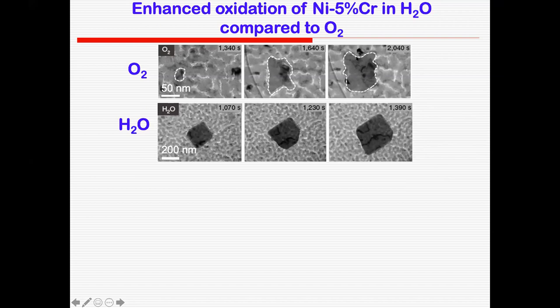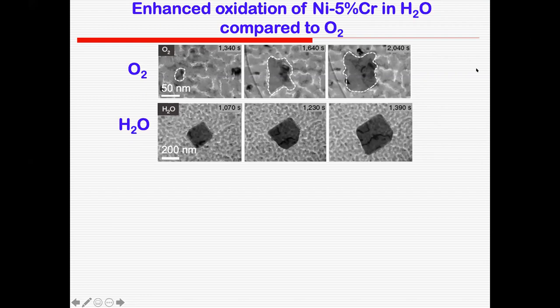You also notice that we have some native oxide on the surface. Because the sample is nickel chromium, we actually have a very thin layer of chromium underneath the oxide. So the surface is covered by some native chromium oxide.